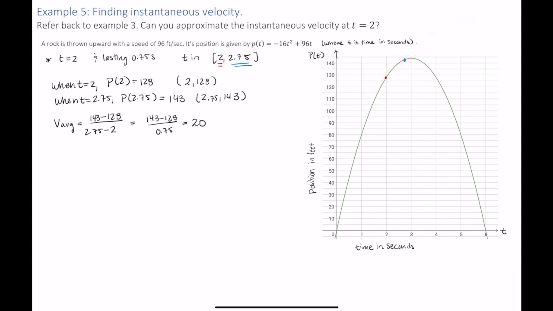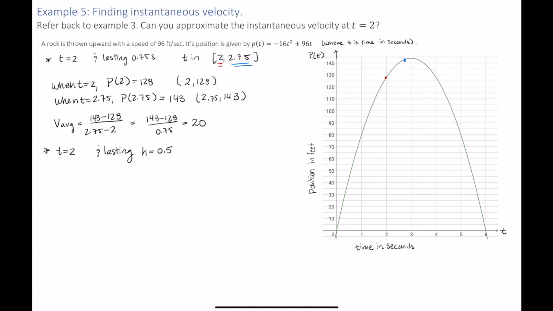Okay, let's try this again, and then let's see if we can figure out a way to generalize this. This time, we're going to find the slope of the line connecting the point starting at t equals 2 seconds and lasting for h equals 0.5 seconds.